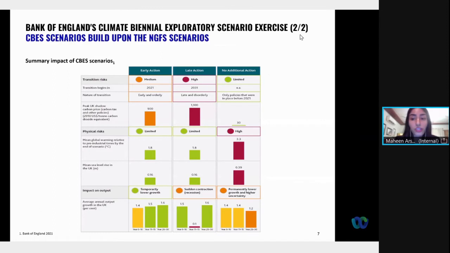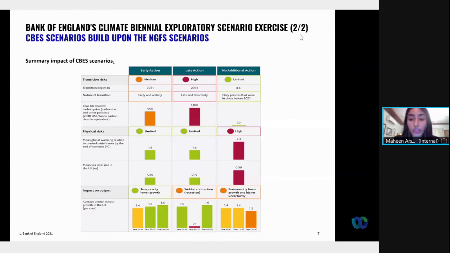So similar to the NGFS scenarios, the early action is the implementation of policies starting from 2021, and they will gradually increase to help limit global temperature rise to 1.8 degrees. The late action scenario is that no policies are introduced until 2031 to reduce global emissions to limit the global temperature rise to 1.8 degrees.